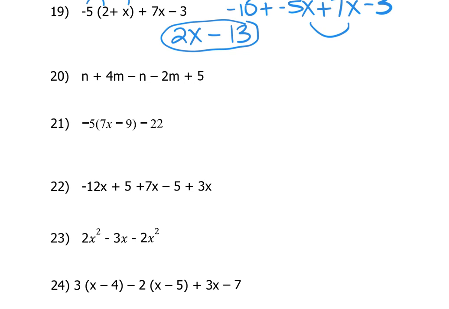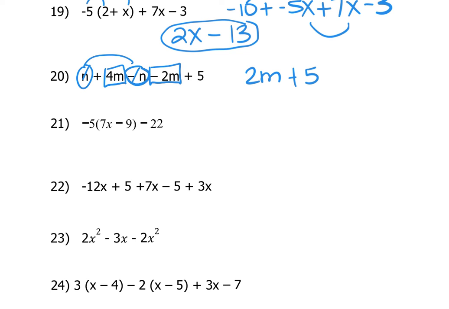Number 20, if we want to put together our like terms, we have these n's to put together, and an n, one n, take away one n, they're actually going to completely go away. Then we'll put together 4m, take away 2m, which is positive 2m, and then just put the plus 5 out to the side.